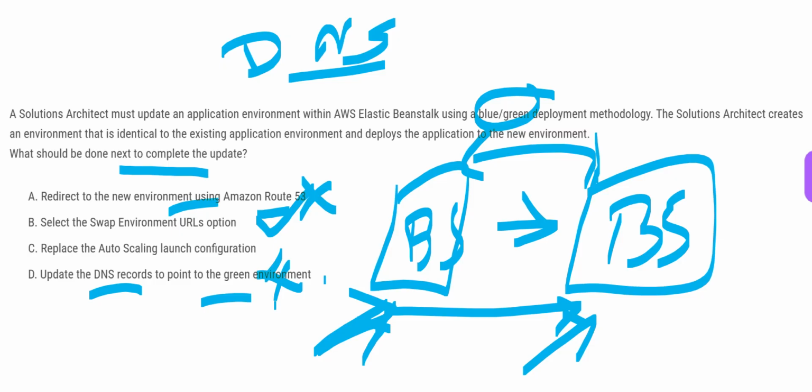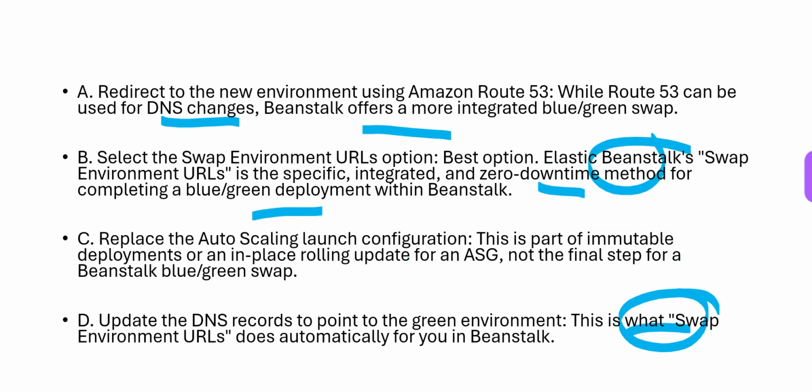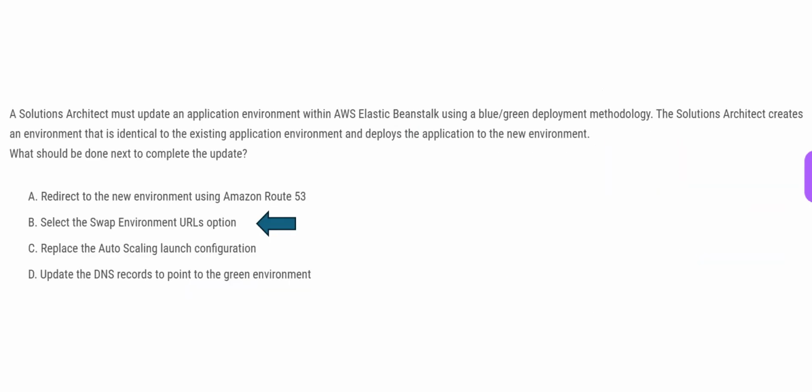And then C is telling us to replace the auto scaling launch configuration. This is not the final step required for a blue green swap. So you read this portion. Our answer in this case is we will swap the environment URLs option. This is the best option.